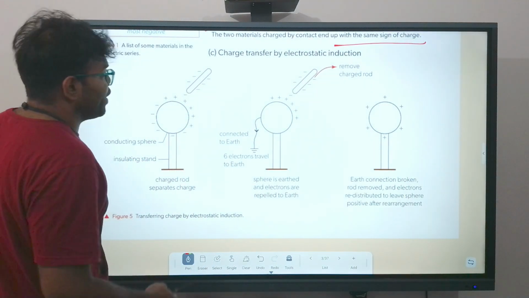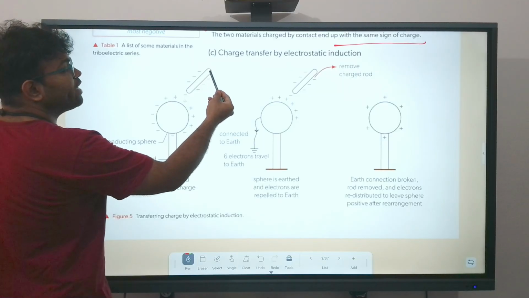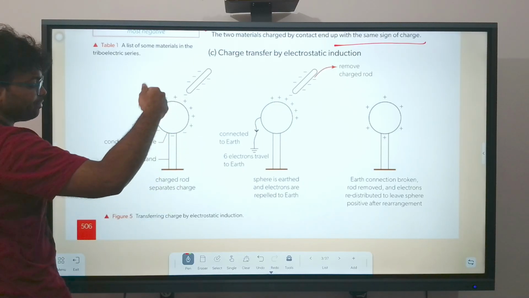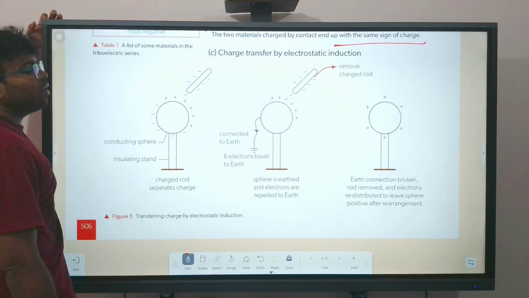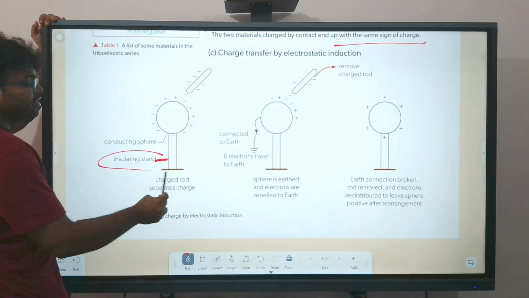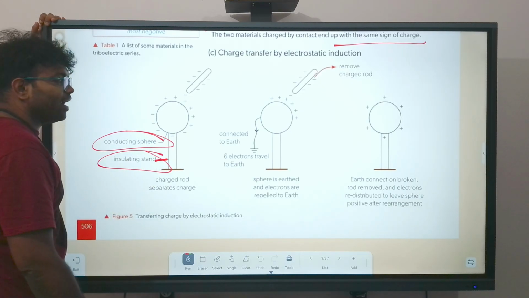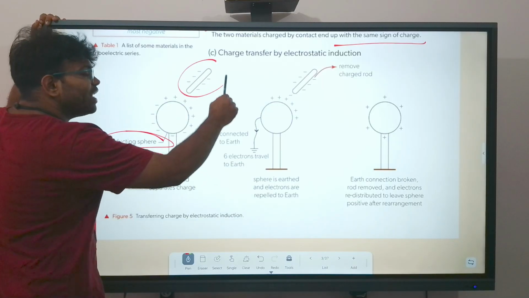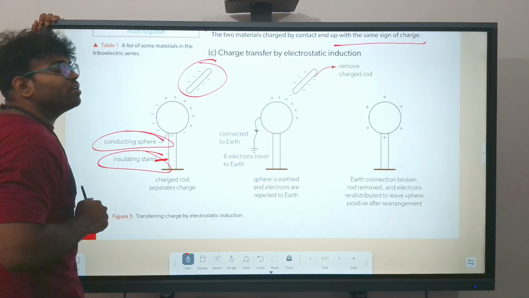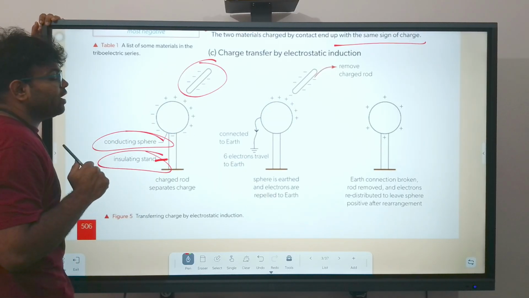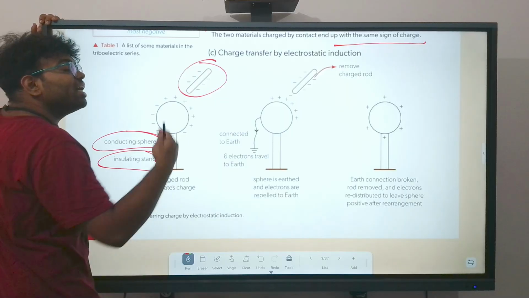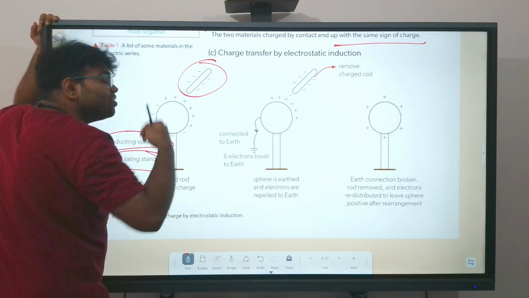Now think about this. See, you brought a negatively charged rod next to a conductor. Now this is an insulating stand. Okay, this is a conducting sphere and this is an insulating stand. So what happens, because of this negative charge in the rod, the electrons that are present on the surface of this conducting sphere started moving in the opposite direction because they were being repelled by the electrons in this rod.